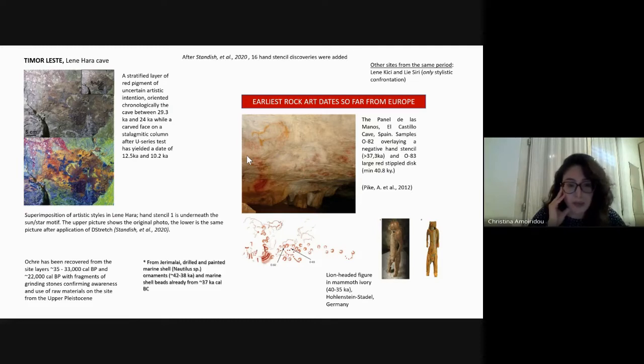confirming awareness and use of raw materials on the site from the Upper Pleistocene. Now, from another site in Timor-Leste, Jerimalai, drilled and painted marine shell Nautilus ornaments dated to around 42,000 to 38,000 years ago, and marine shell beads already from 37,000 years cal BP, testified that on the island the use of colors and pigments, especially red pigments, was already known and practiced.